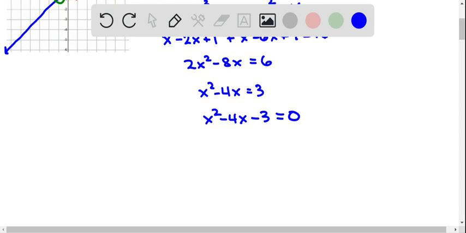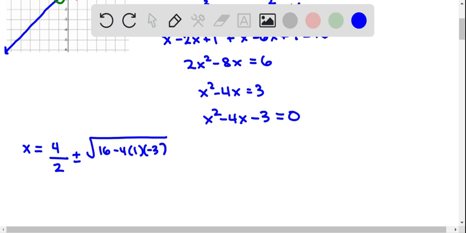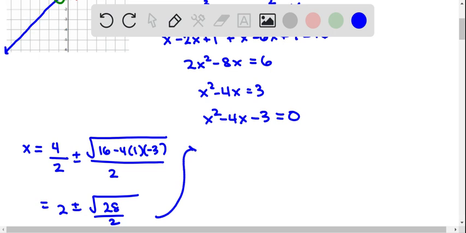use the quadratic formula. So we have x equals the opposite of b over 2a, plus or minus the square root of b² − 4ac, over 2a. So we have (2 ± √(16 + 12))/2, which is 2 plus or minus the square root of 28 over 2. So we have (2 ± 2√7)/2. So we have 2 ± √7.